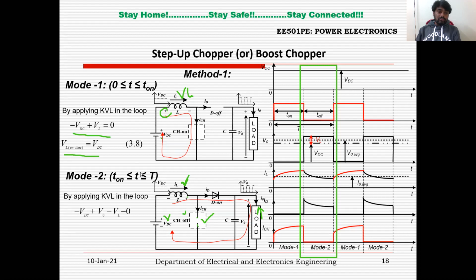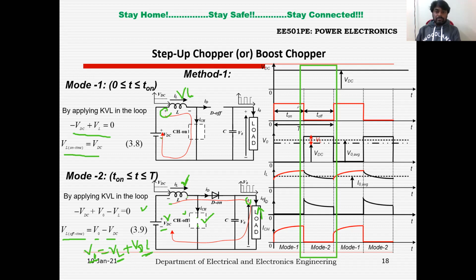And now if you apply KVL in this loop, as I told you, there is the ideal one. So minus VDC minus VL plus V naught equals 0. This is what you can find, right? And from this you can write voltage across inductor during off time period. It will be V naught minus VDC. But if you see the output voltage, from the above equation you can write it as VL plus VDC, right? So there is a boost in the voltage. Now the output voltage is not only VDC, in addition it is having the inductor voltage as well, right?